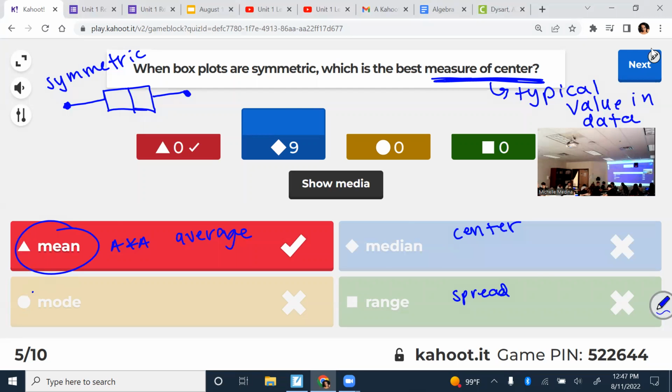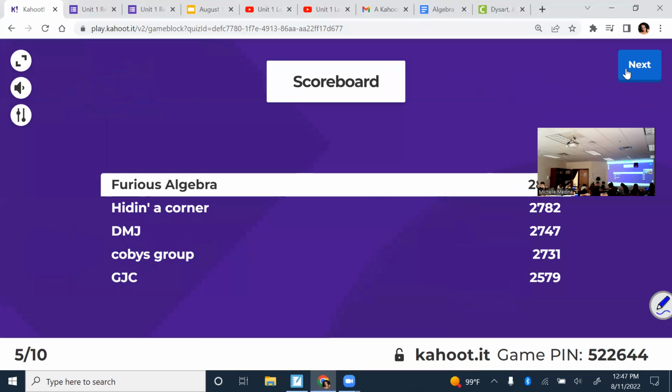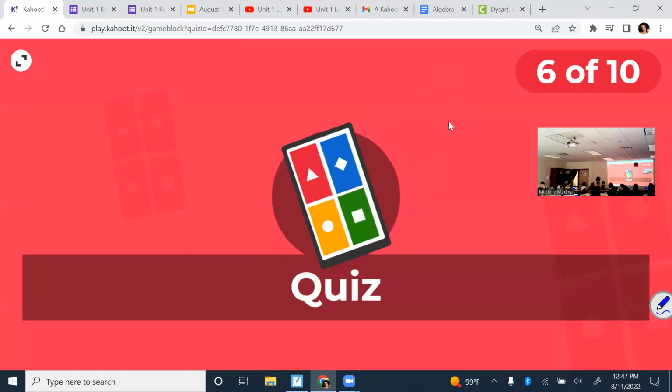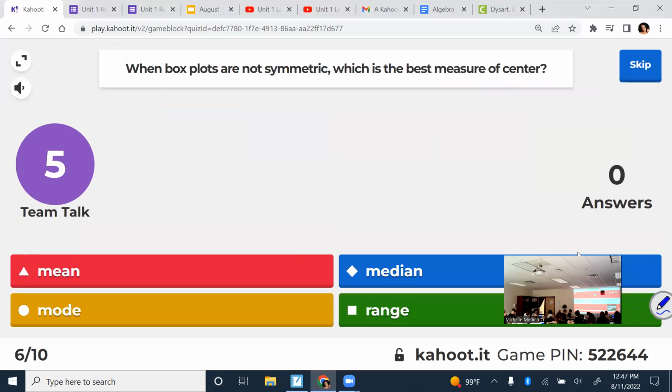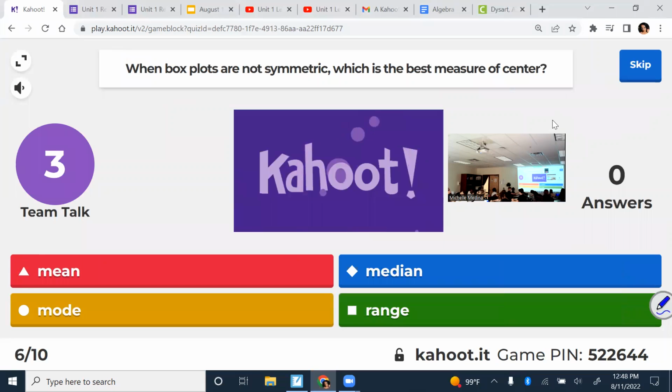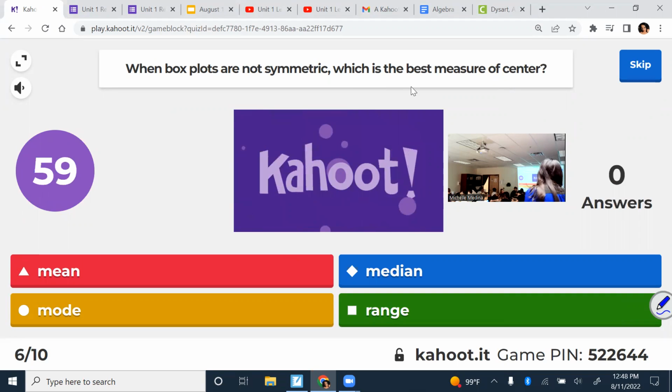And we'll do the next one. When box plots are not symmetric, what is the best measure of center? Mean, median, mode, or range?